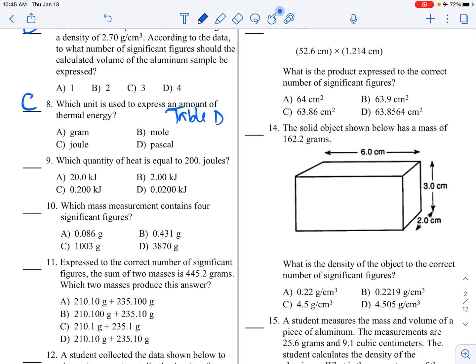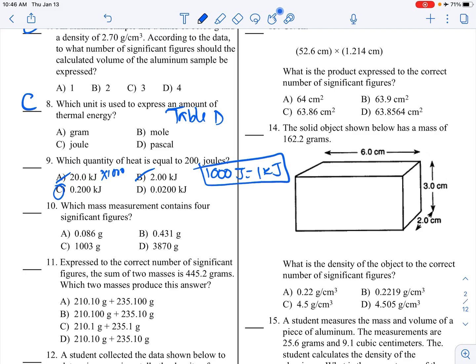Which quantity of heat is equal to 200 joules? So 1,000 joules is 1 kilojoule. So 200 joules, 20 kilojoules. So let's see, we would multiply by 1,000. 20 times 1,000 is 20,000, so that's not it. 2 times 1,000, oh, that's 2,000. But we want 200. So 0.2 times 1,000, that's our answer, choice C. And then this would be even smaller.